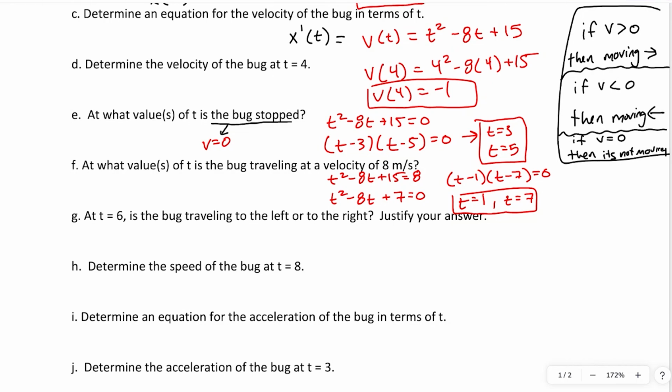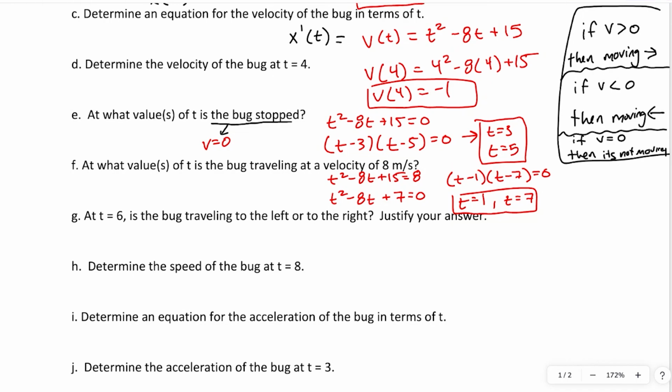Okay, at t equals 6, is the bug traveling to the left or to the right? Are we going to use the position or the velocity function to answer that question? Velocity. Yeah, because the position is just telling you where you are, not how you're moving. If we were going to use the position, we'd have to look a little bit before that time and a little bit after that time to see which way it's moving. So if we just plug in 6 in the position, it's just going to tell us where it was at that time, not which direction it's moving. So to determine which direction it's moving, we need the velocity equation.